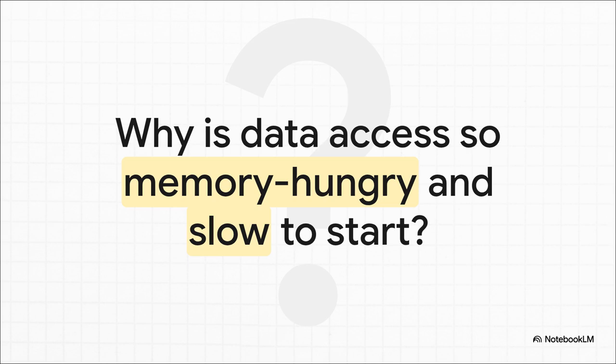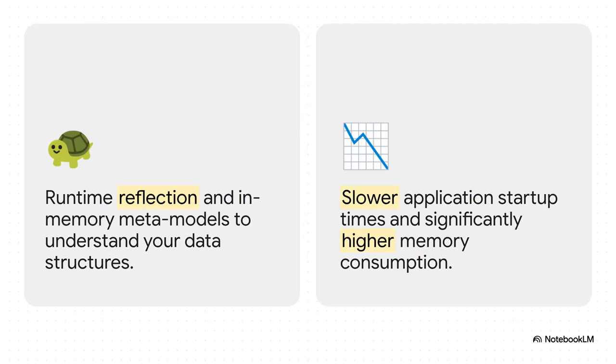So what gives? Well, for decades, the reason has been pretty much the same. You see, traditional frameworks, even really powerful ones like Spring Data or Gorm, do a ton of work when your app is starting up. They use this technique called runtime reflection. It's basically like they're reading and analyzing your code while it's running to build this giant map of your database entities. This meta model lives entirely in memory, and it just chews up resources and adds precious seconds to your startup time. That's a huge problem in the cloud-native world where we need things to be fast and lean.